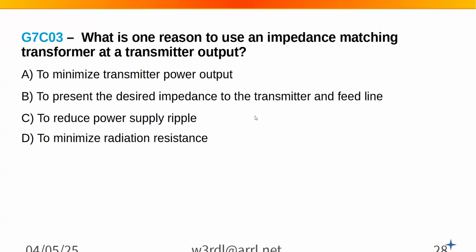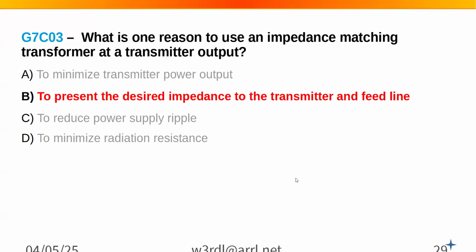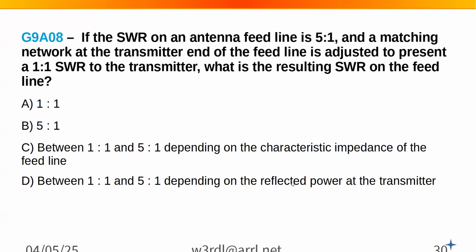What's one reason to use an impedance matching transformer at a transmitter output? Well, I like to keep my power supply ripple low, trying to minimize that out.